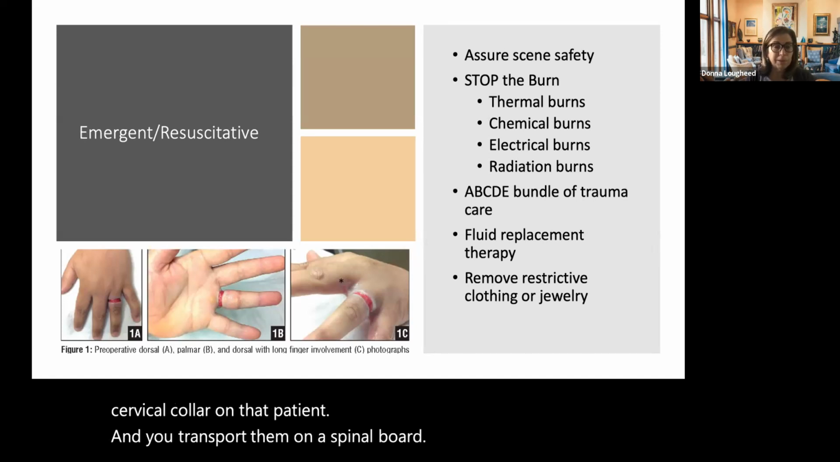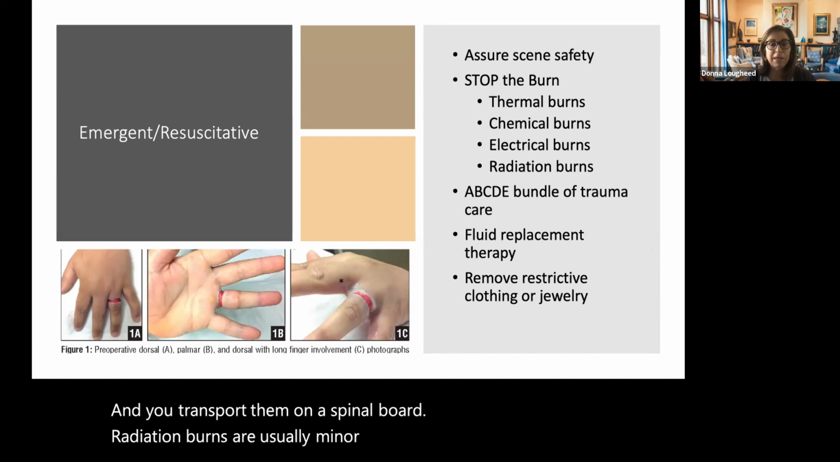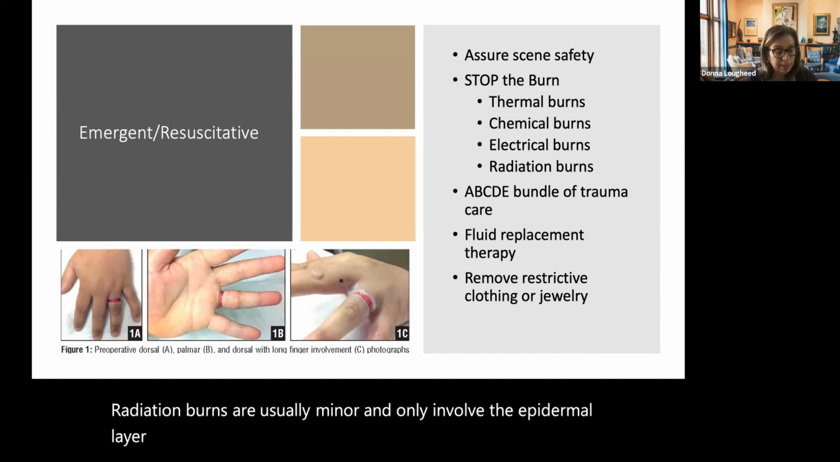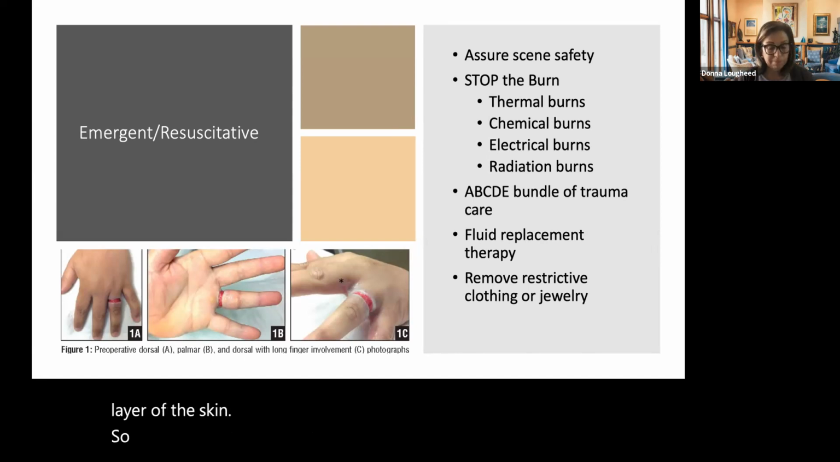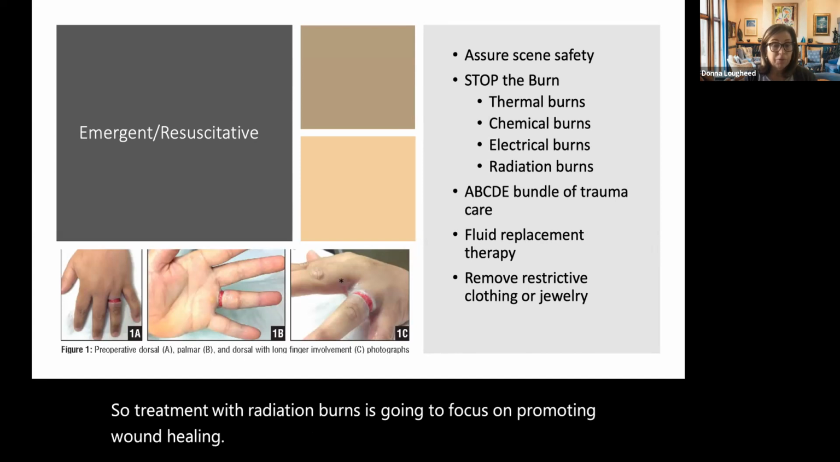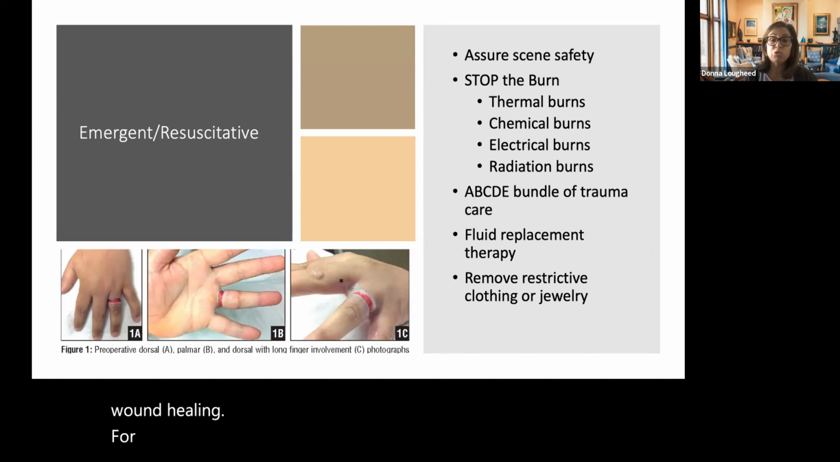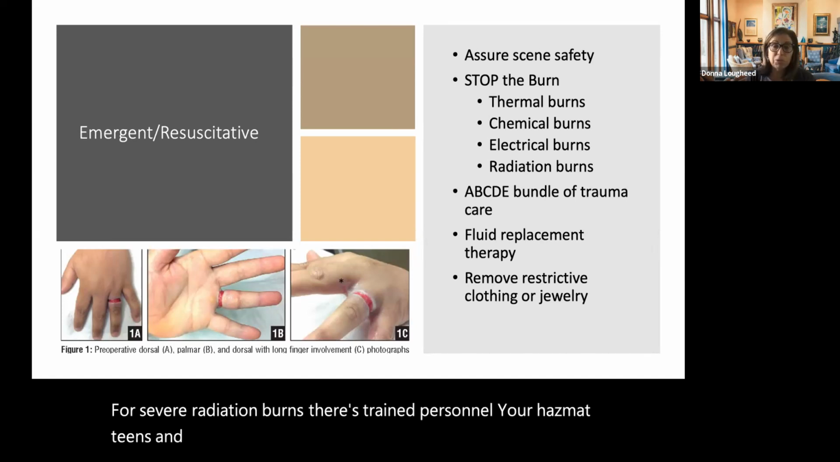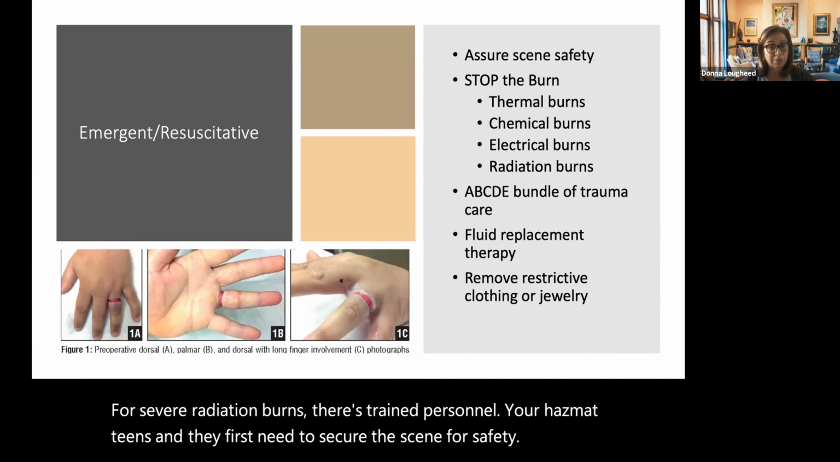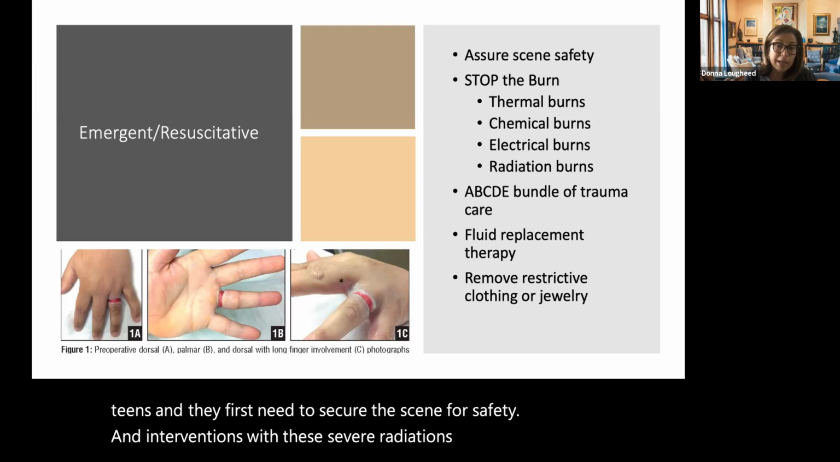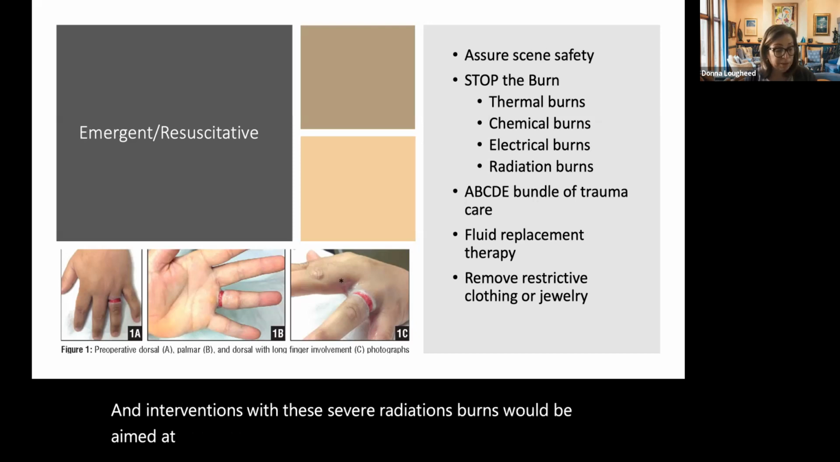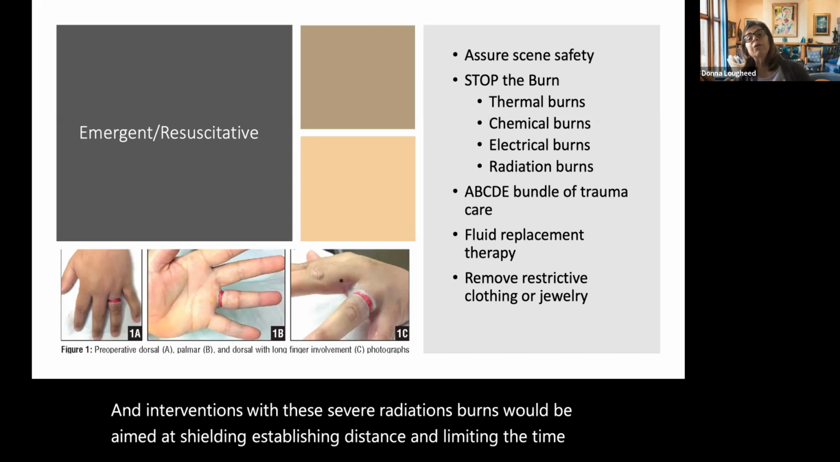Radiation burns are usually minor and only involve the epidermal layer of the skin. So treatment with radiation burns is going to focus on promoting wound healing. For severe radiation burns, there's trained personnel, your hazmat teams, and they first need to secure the scene for safety. And interventions with these severe radiation burns would be aimed at shielding, establishing distance, and limiting the time of exposure to the radioactive source.